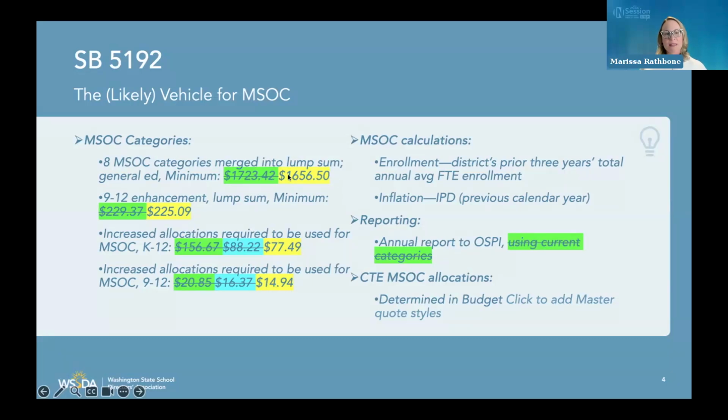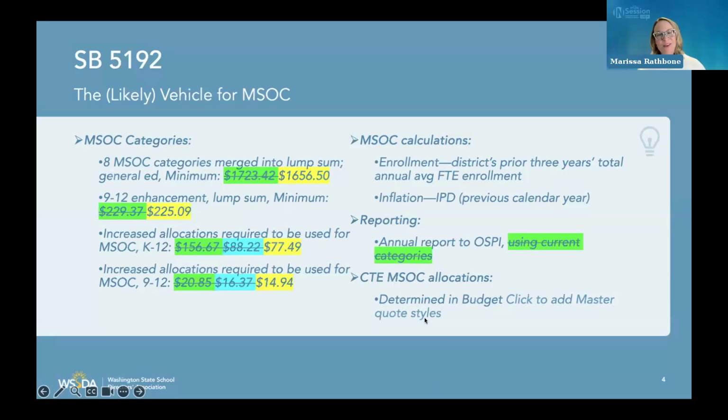So this is your base, this is the base level, the 1656. And again, this is the current version of the bill. So again, don't get too locked into dollars and cents here. This would be most likely the minimum number that they would fund. So this would be the base, and then you're looking at a 9th and 12th grade enhancement here. And then additional allocations for MSOC K-12 across the board and 9-12. I don't know if that makes sense to you. So that you've got the total sum, then you've got specific enhancements based on these categories here.